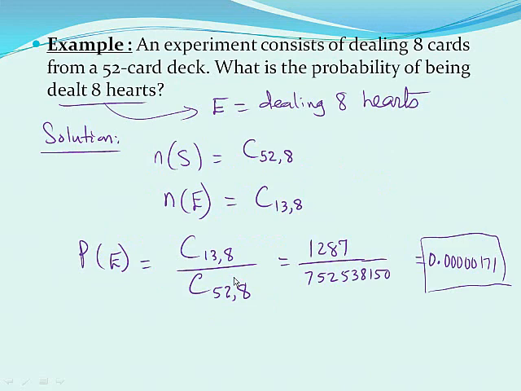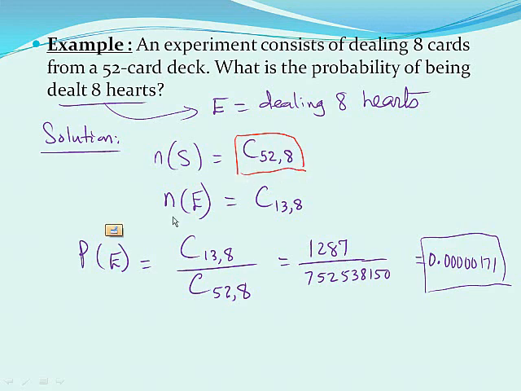An experiment consists of dealing 8 cards from a 52 card deck. What is the probability of being dealt 8 hearts? So we are going to take E as dealing 8 hearts. So this time we need to use the combination. That means how many ways we can select 8 cards from a standard deck of 52 cards. So that will be the number C52, 8, combination of 52 cards taking 8 at a time. So this number will be the count of the sample space.